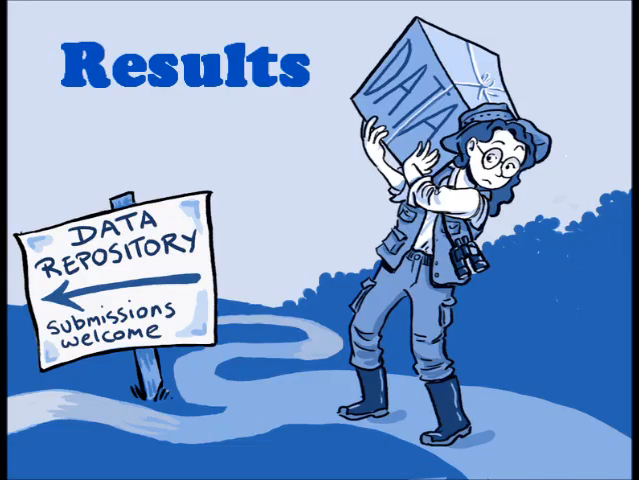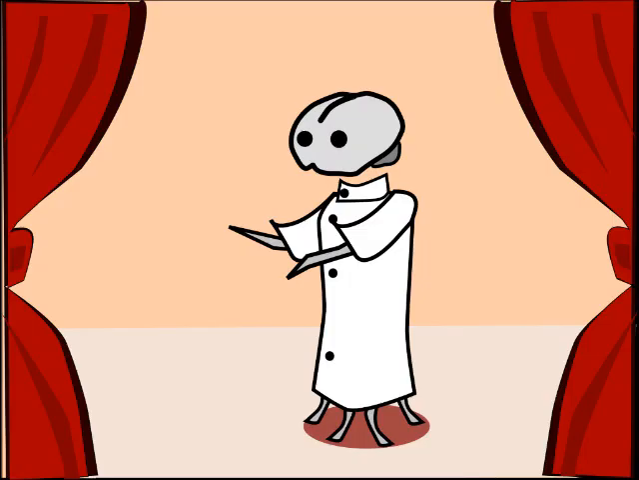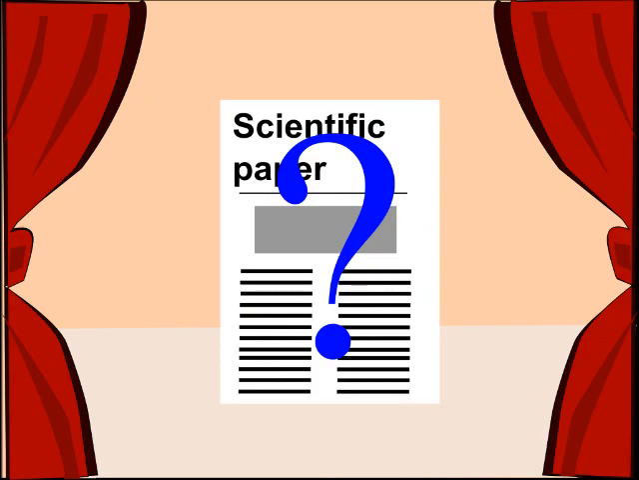Results. The results are the meat of the paper. This is where we get to see the actual data generated by those experiments described in the previous methods. This is where we also get to see whether the data actually answers the overarching question presented in the introduction.